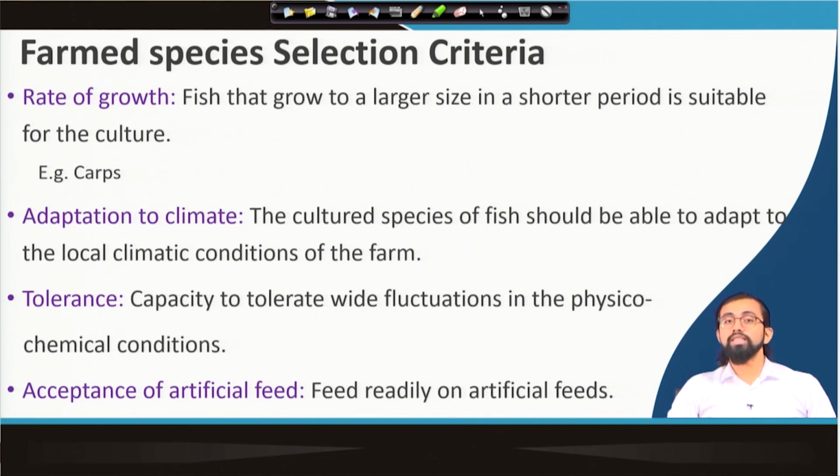It should accept the artificial feed. There are fishes which are like, suppose you are coming from a different part of India, and you know that this particular food is what you normally used to have, and then you go to another part of India where that food is not available. So to survive in that particular place, you have to accept the feed that is available in that particular zone. So you have to have this readiness, that fish that you are targeting has to have that readiness to survive on artificial feeds.